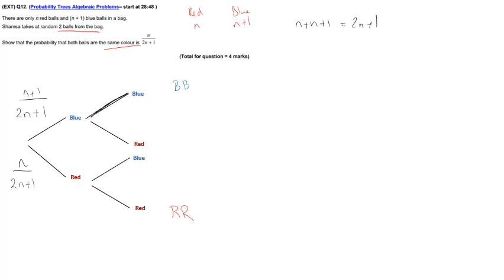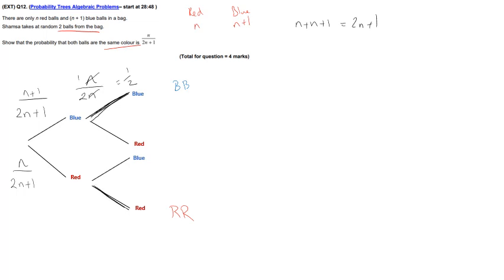Okay, so looking at this branch here, I've already picked a blue, so there needs to be one less. So n plus 1 take away 1 gives me just n. And I've already picked one, so there needs to be one less on the bottom, so 2n. Well, I can cancel out those n's to just give me 1/2.